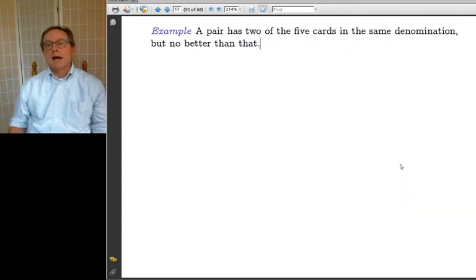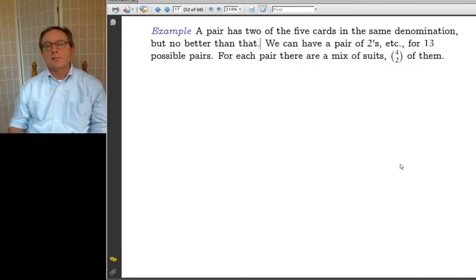A pair has 2 of the 5 cards in the same denomination, but no better than that. And again, I'm going to stop calculating the chances at this time. So we can have a pair of 2s, a pair of 3s, a pair of 4s, etc. So there are 13 possible pairs.